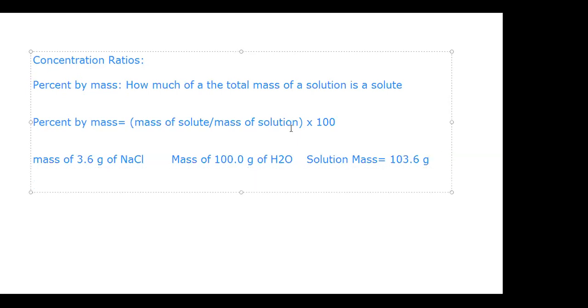Okay, and so all you're going to do to figure out what percent of this is salt is take 3.6 divided by 103.6. That comes out to be a lot of things, but we're only going to focus on this 3.6, so going out 2 sig figs, we have 0.035. Now we multiply that by 100, and you're going to get 3.5% NaCl by mass. So by mass, that would be 3.5% salt.